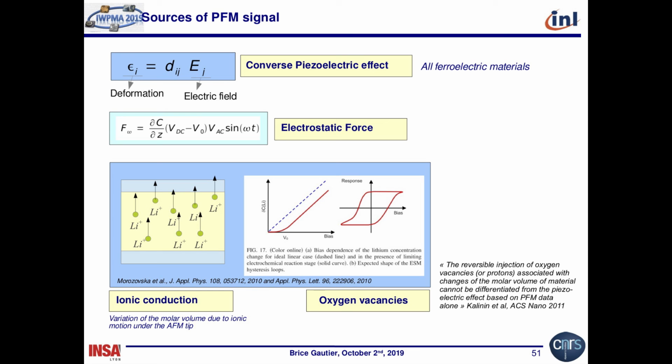But you have also a signal whose origin is chemical, which is due to any kind of ionic conduction, ionic mobility in your sample, which is the case with lithium-based samples, for example, where you have motion of these ions within the surface, and because of this motion, you have a variation of the volume of the material just beneath the tip. And this variation of volume follows the excitation that you impose. So since the tip is located on the surface, it is repelled by the variation of volume, and it follows this motion. This is not piezoelectricity, it's purely chemical. You have to be aware of these three origins of signal, because any of them can be predominant in the PFM signal.